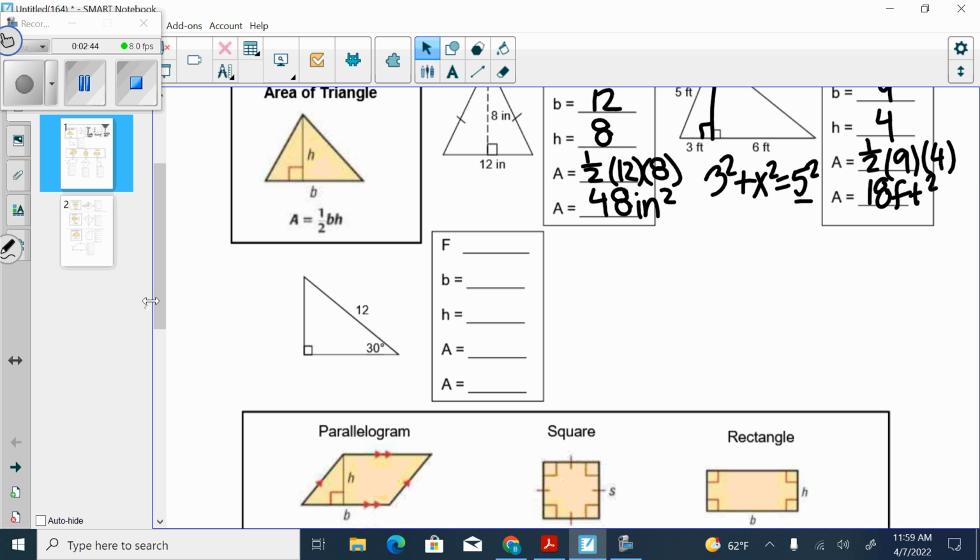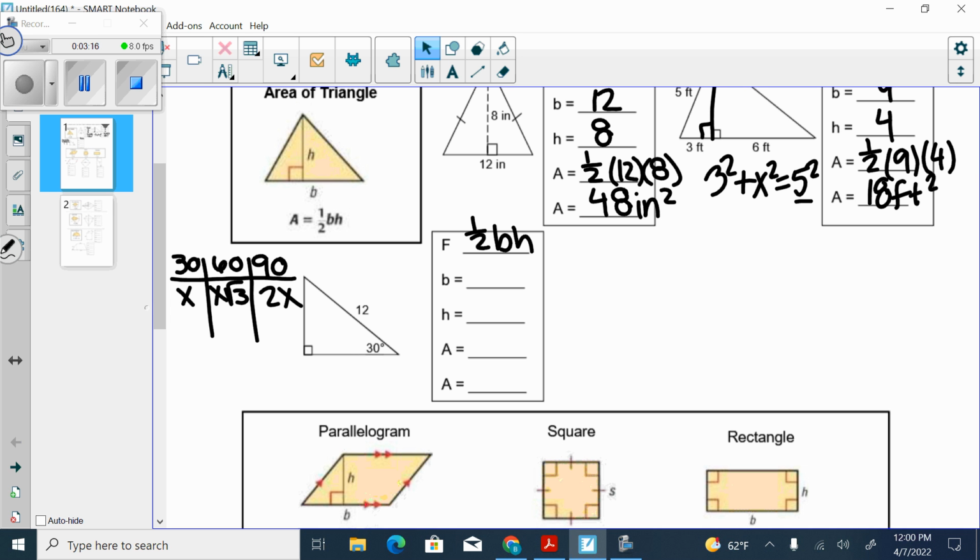All right. On this figure here, still a triangle, so still the same formula. Do I know the base? Do I know the height? So we got to find both of those things. What kind of a right triangle is this? 30, 60, 90. Okay, so I got a 30, 60, 90 triangle. What do we label the side across from 30? X. Good. Across from 60? X root 3. And across from 90?